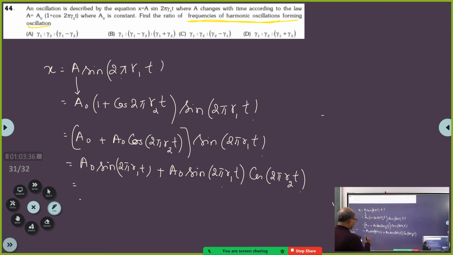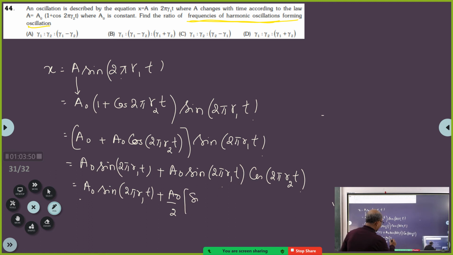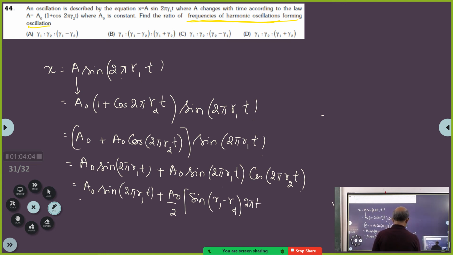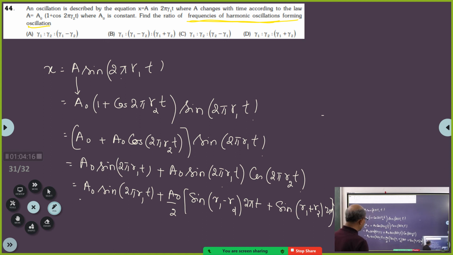Correct? Hello? Yes, sir. So plus this is sine A cos B, so you write here A naught by 2 into sine of A plus B, sine of A minus B. Correct? So gamma 1 minus gamma 2 into 2 pi t. Okay? So sine A minus B plus sine A plus B. Correct? Hello, are you with me?